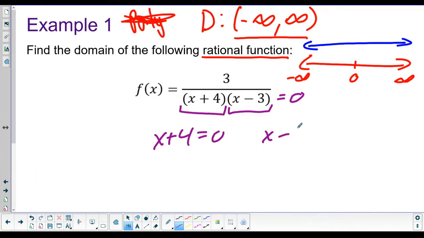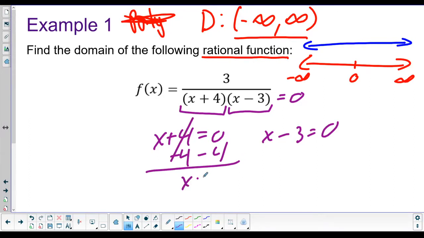And you solve for x. And hopefully this isn't too scary, right? You just subtract 4 on both sides, cancel out the 4s, and now you know x equals negative 4. Add 3 on both sides, and x equals 3.